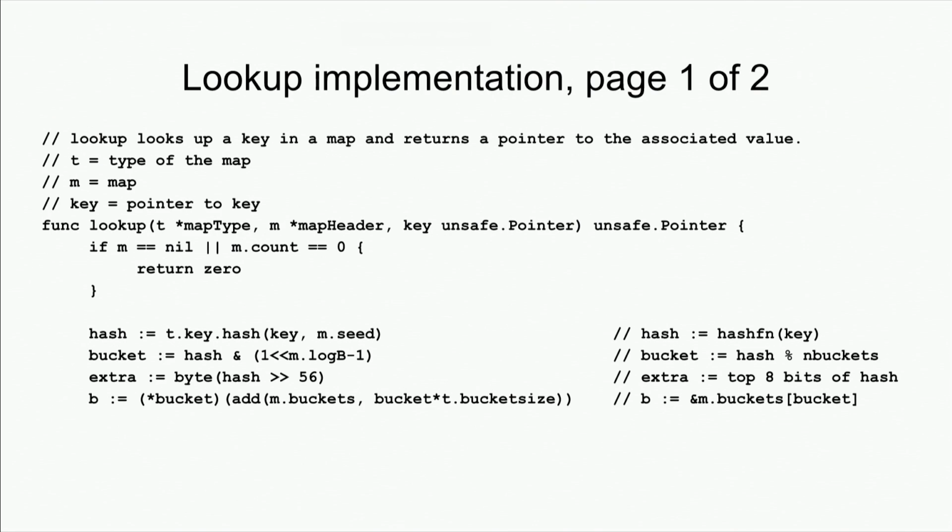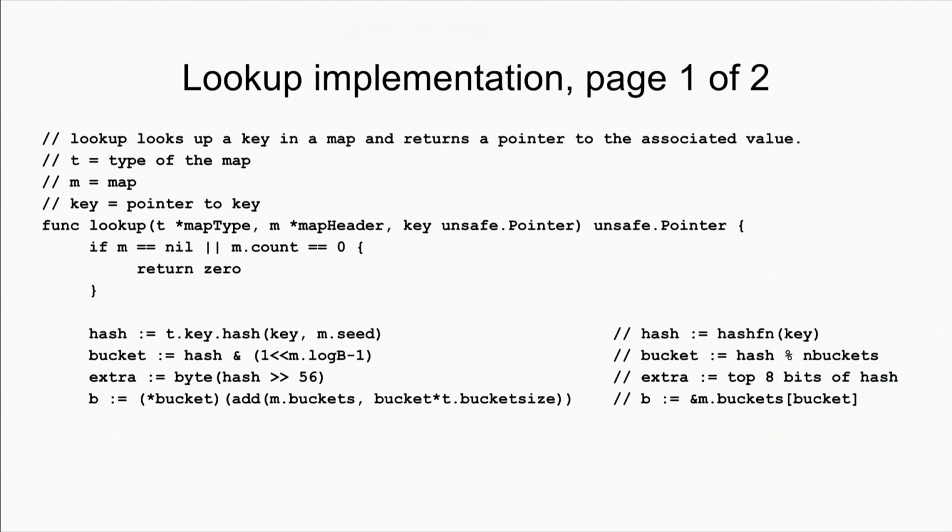And so here is the actual implementation out of the runtime, cleaned up a little bit for display, but otherwise, this is exactly what the code is in the runtime. So the first thing lookup does is check to see whether the map is nil or has no entries. If that's true, we just return 0. We know there's nothing in the map.